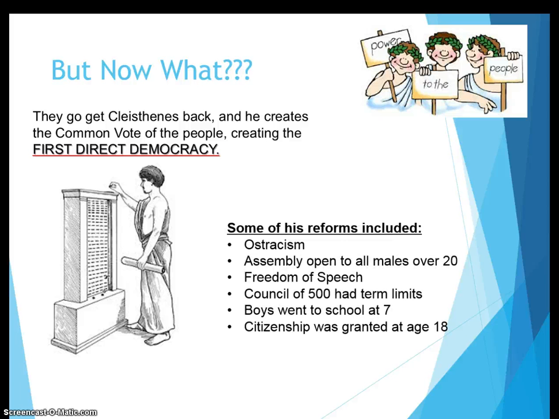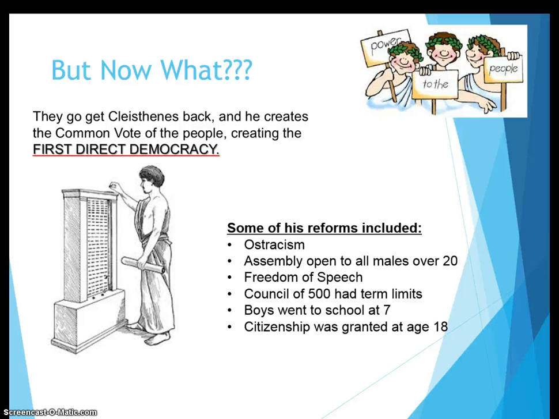Some of his other reforms included ostracism. Once a year, they could vote to have one person exiled for a year. For instance, if, say, Joe was becoming too powerful and they thought that he might become a tyrant, they could say, Joe, take your stuff and go. You're out of here for one full year. Ostracism, to be ostracized, cast aside.